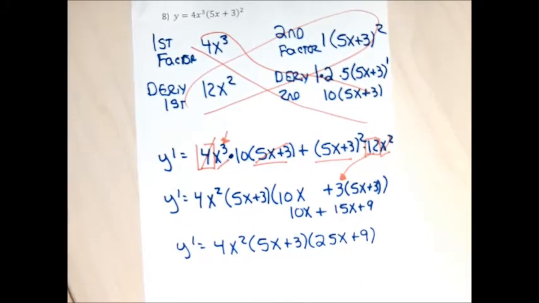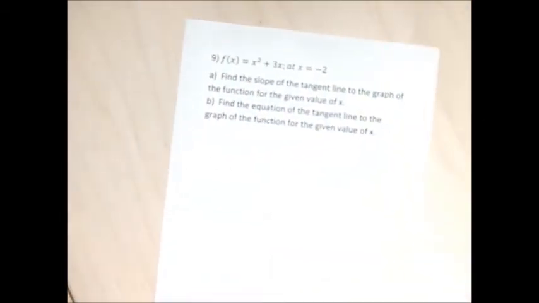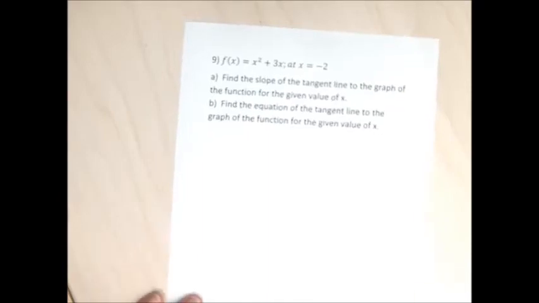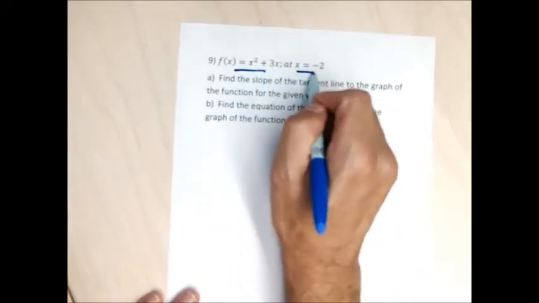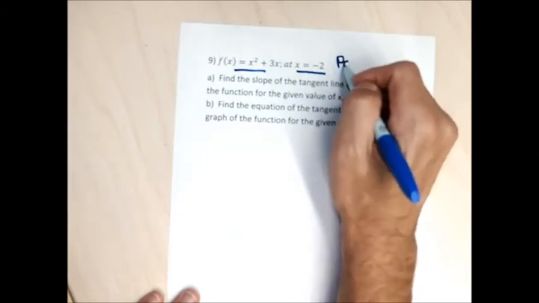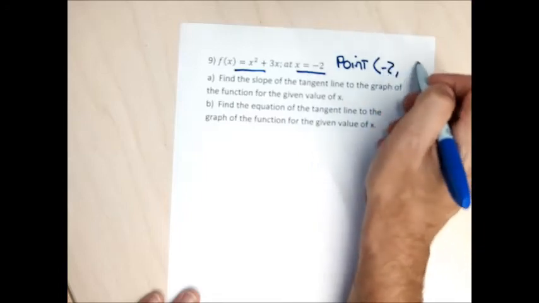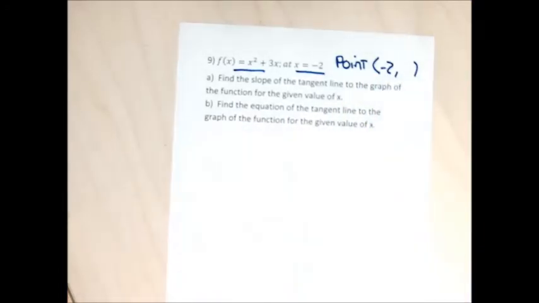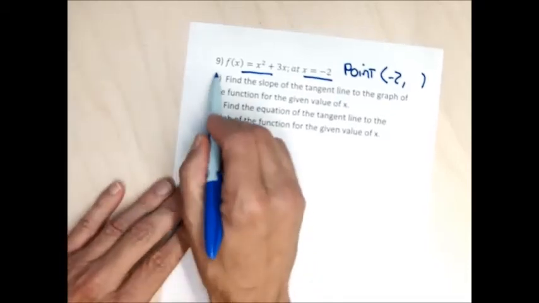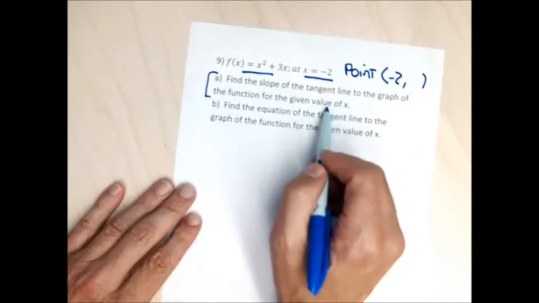So just 2 more problems, both finding equations of lines. Question 9 gives me a function and a value of x. This value of x is an x coordinate of an implied point that I'm going to need at some point. The function is going to be what I use to get the y coordinate of the point when I go to do part B, but I'm going to start with part A. Part A wants me to find a slope of a tangent line at the value of x that's given.